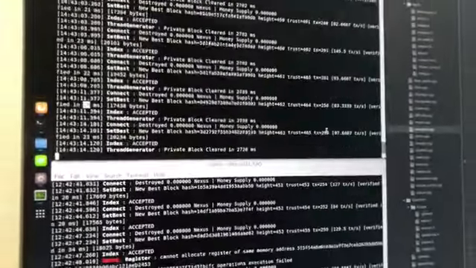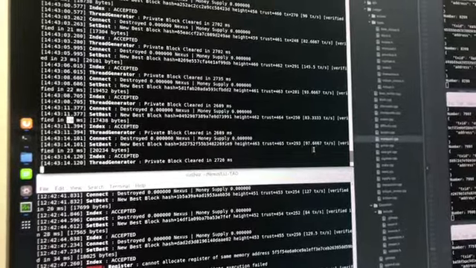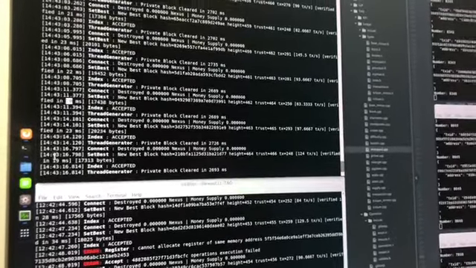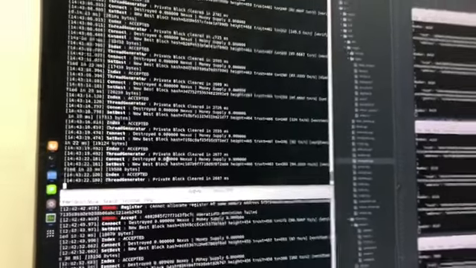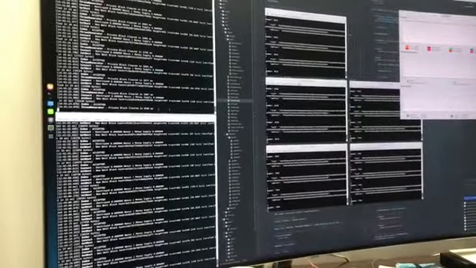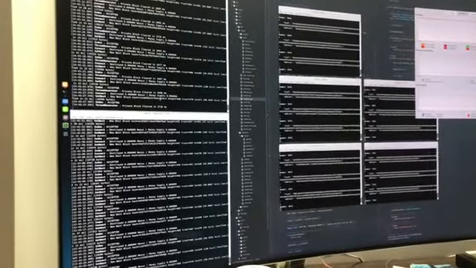20 milliseconds to verify, 97 transactions per second. That leaves us a lot. I mean, that's 1/50th of a second, which is nice. So that means that blocks would propagate very, very quickly comparatively to some other implementations.